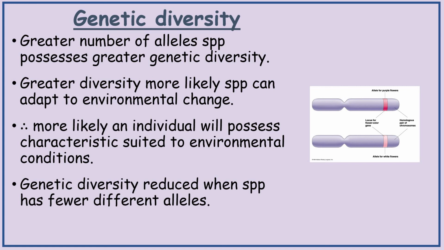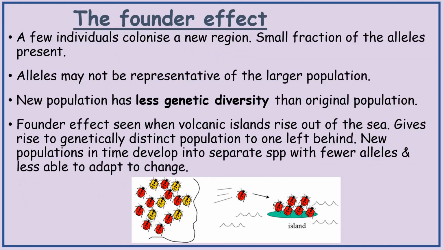The greater the number of alleles a species possesses, the greater the genetic diversity. The greater the diversity, the more likely a species can adapt to environmental change. Therefore, it's more likely an individual possesses characteristics suited to environmental conditions. Genetic diversity is reduced when a species has fewer different alleles. The founder effect: a few individuals colonise a new region, and only a small fraction of the alleles are present. Alleles may not be representative of the larger population. The new population has less genetic diversity than the original population.